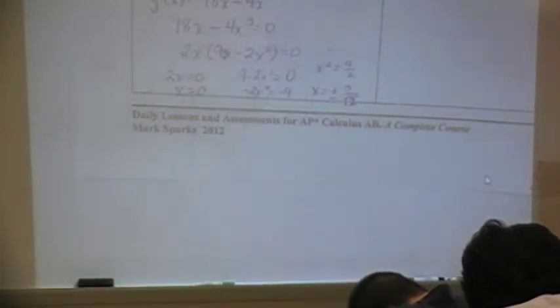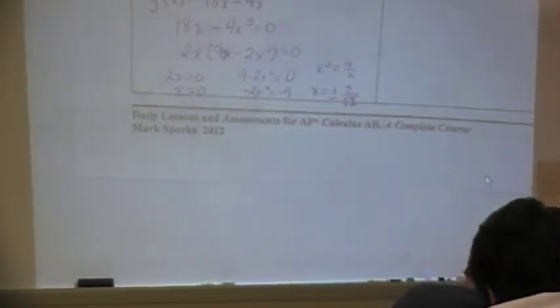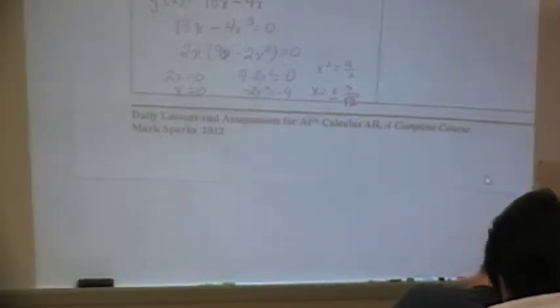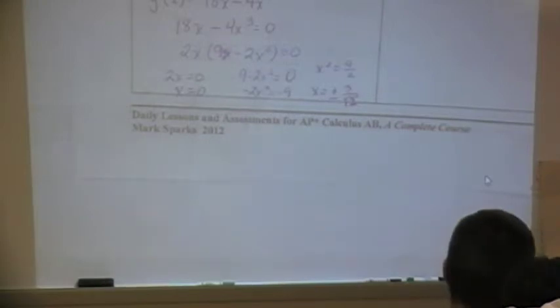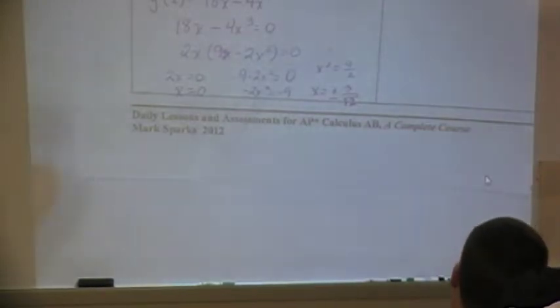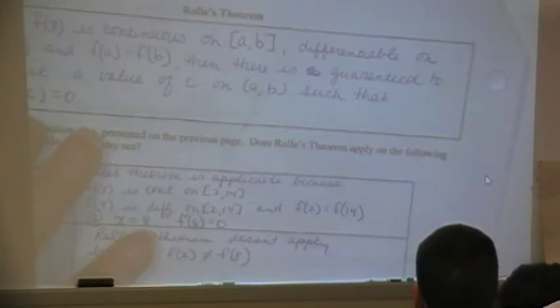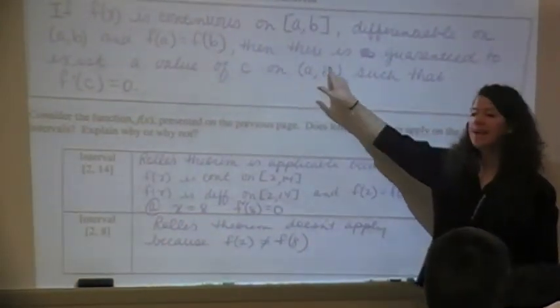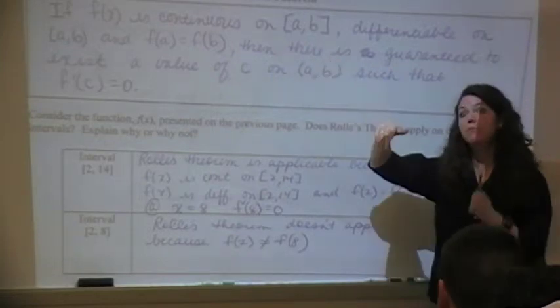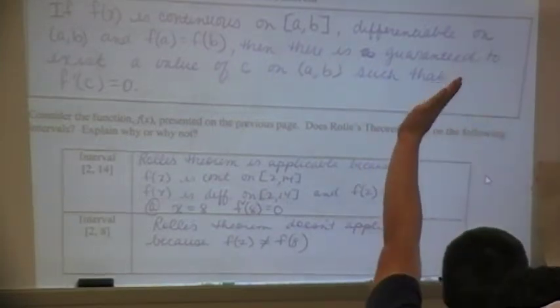Okay, so 0 doesn't count. Why? Because it's included on the interval. And remember, my theorem says there exists a value of c on the not included interval. So the value of c that you're looking for has to be in between the two endpoints. So the 0 doesn't count.